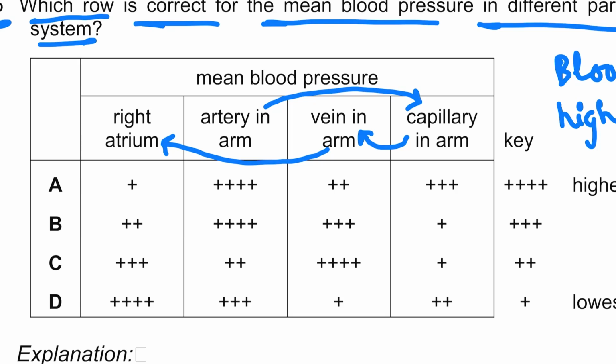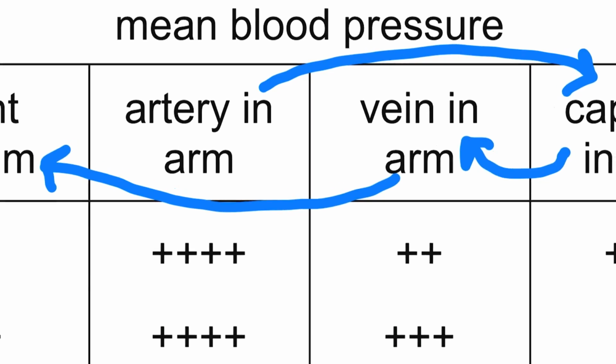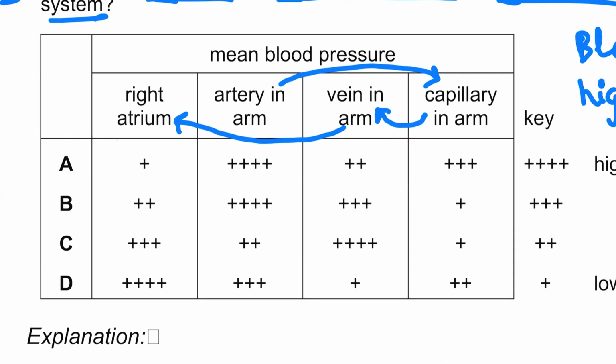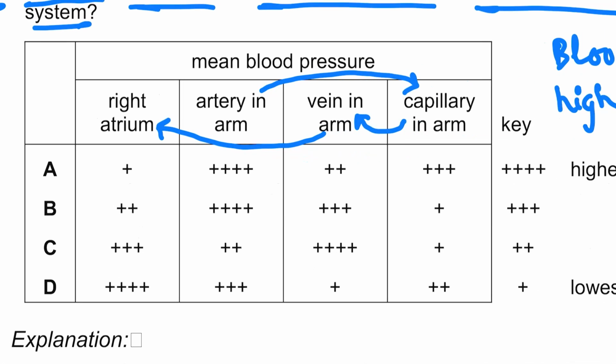This is the route of the blood. The blood flows from the artery in the arm to the capillary in the arm, and from the capillary in the arm to the vein in the arm, and from the vein into the right atrium, because all the blood from the body is returned to the right atrium via the veins.